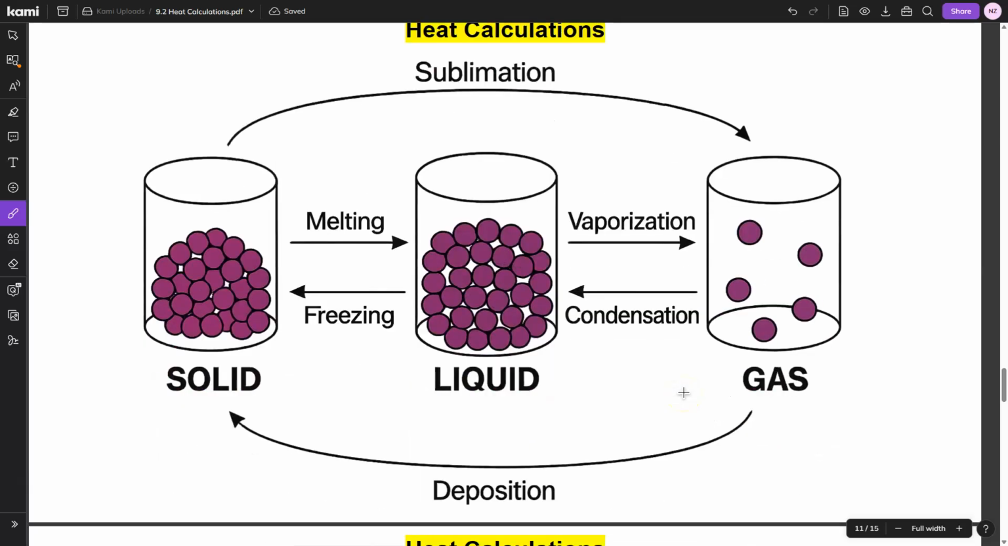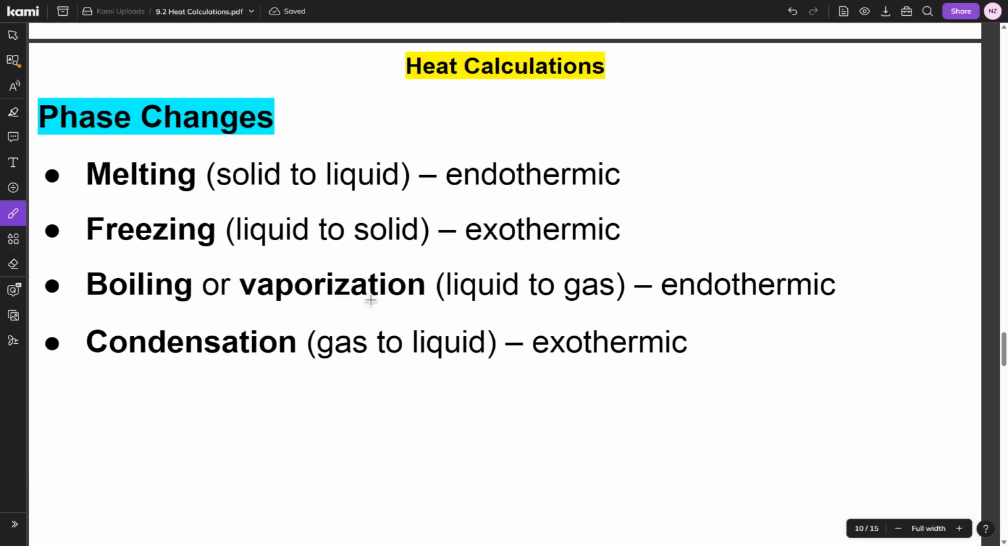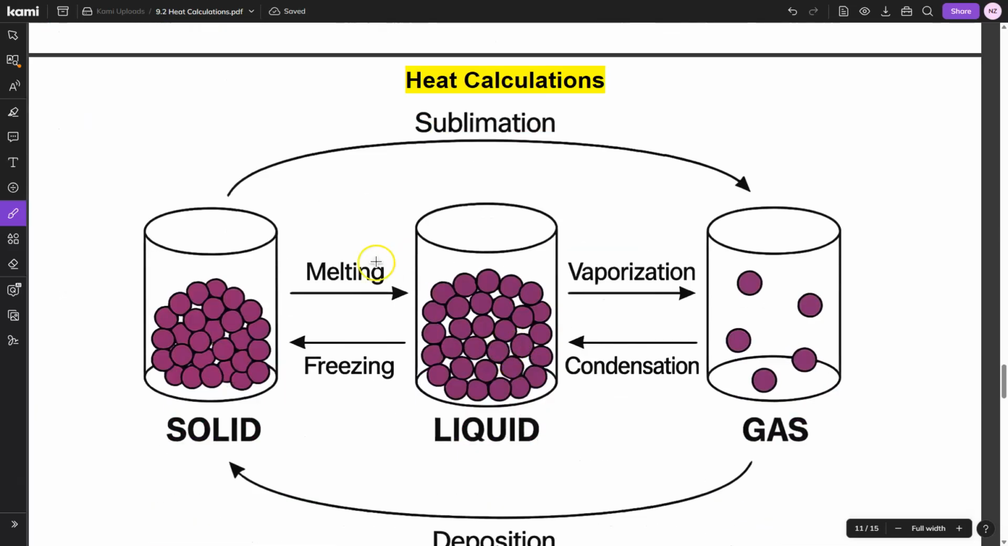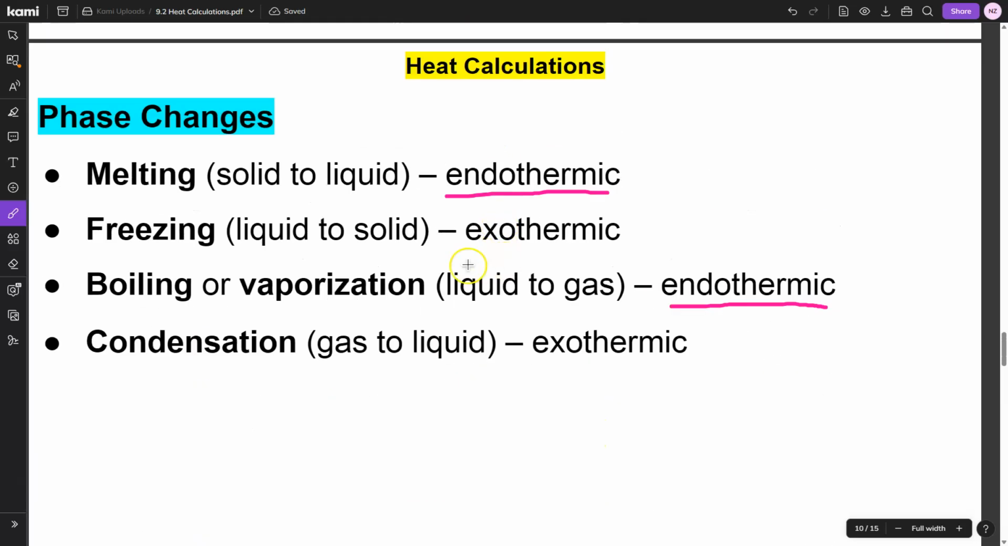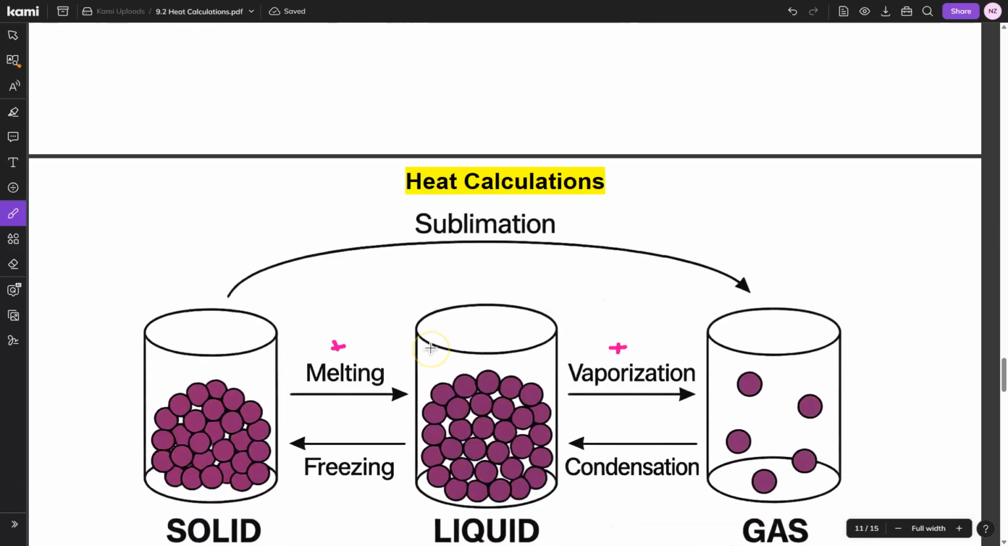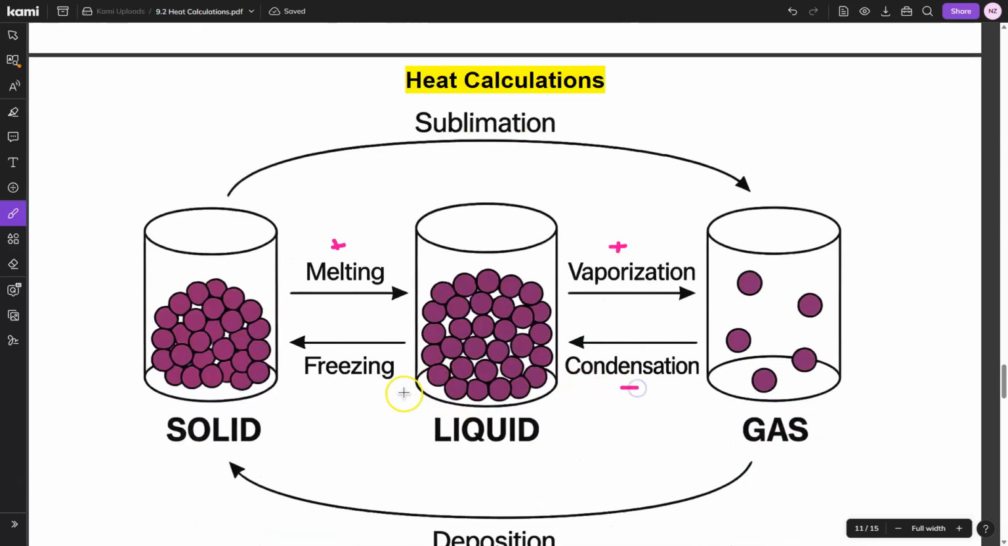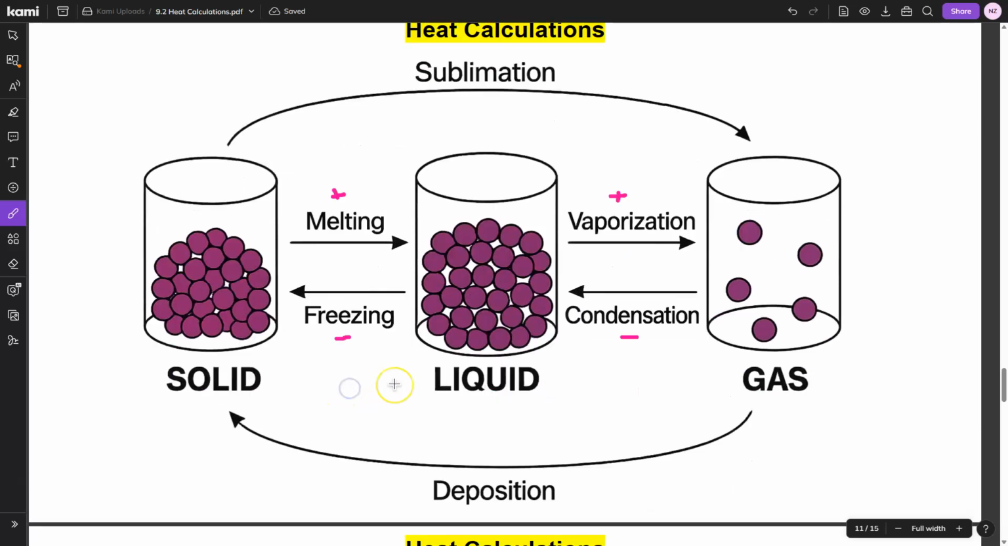So I have this diagram showing all of our phase changes. When we are melting and then vaporization or boiling, we are absorbing energy. Those are endothermic. We're absorbing energy for those to happen, so these are going to be positive because they are endothermic. Now our others, freezing and condensation, we are releasing energy. Those are exothermic because you are releasing energy here.